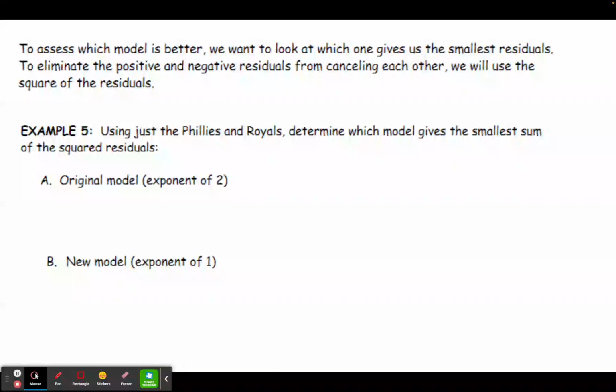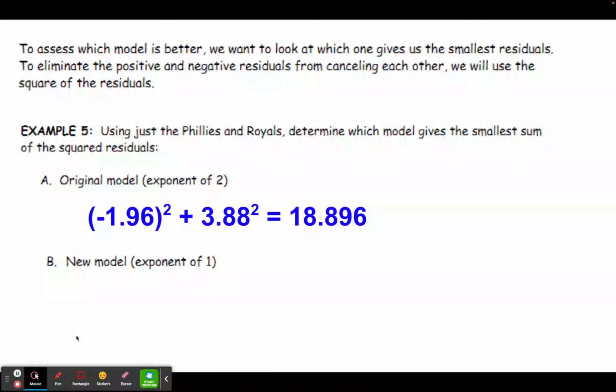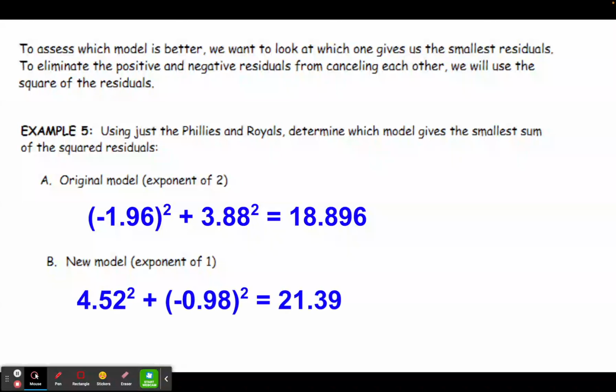Now, using just the Phillies and the Royals, we're going to determine which model gives us the smallest sum of the squared residuals. So with our original model, which had an exponent of 2, one of our residuals was negative 1.96, so we'll square that, and our other residual was 3.88, so we'll square that. That gives us a sum of the squared residuals of 18.896. With the new model that we just looked at in example number 4, one of our residuals was a positive 4.52 and the other was a negative 0.98. So the sum of the squared residuals there was 21.39. And the original model was slightly better. It had a smaller sum of the squared residuals. So therefore, we know that just using those two teams alone, we would get better results using the original model.